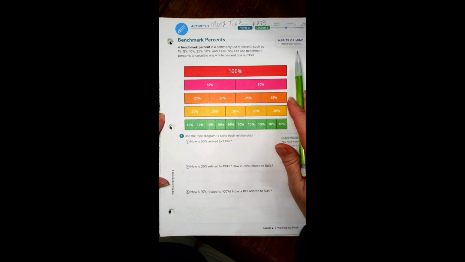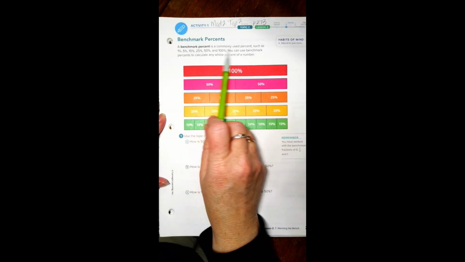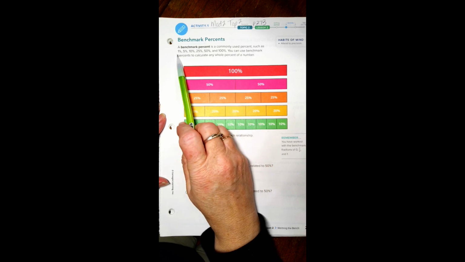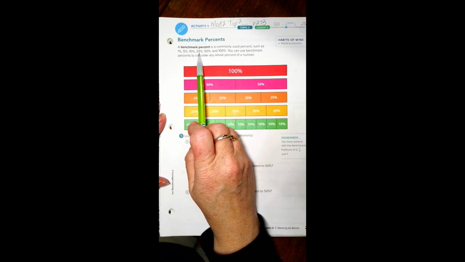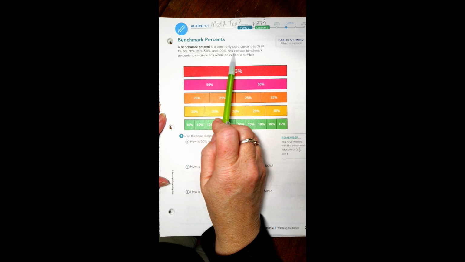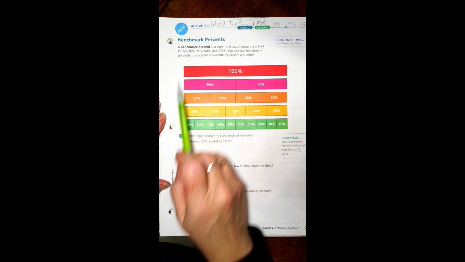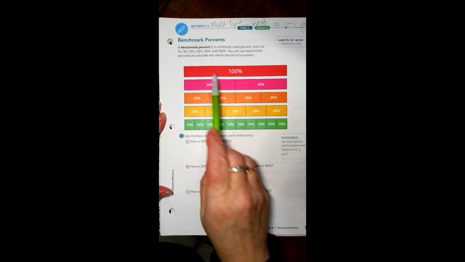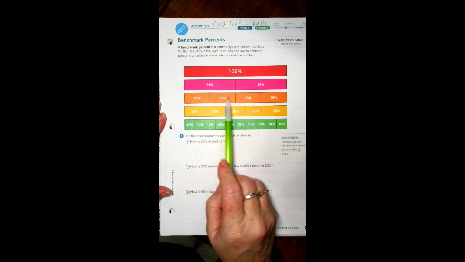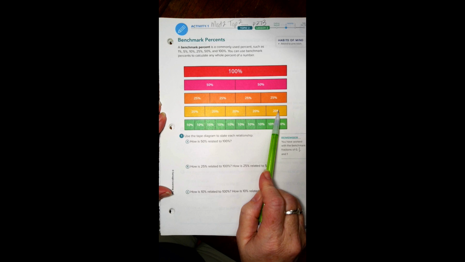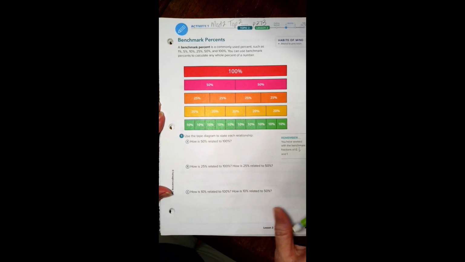Habits of mind: attend to precision. Benchmark percents. A benchmark percent is a commonly used percent, such as 1%, 5%, 10%, 25%, 50%, and 100%. You can use benchmark percents to calculate any whole percent of a number. They give us this tape diagram here showing us 100%, 50%, 25%, 20%, and then 10% across the bottom here.